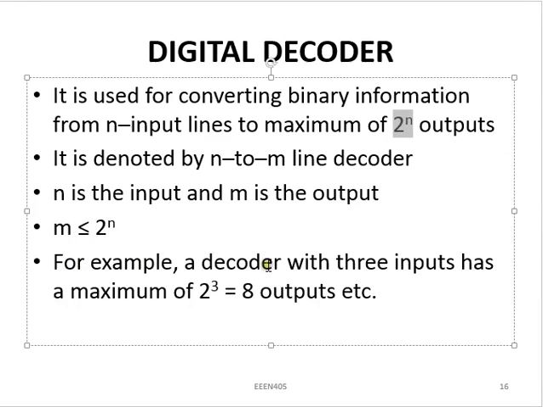And for example, if we are given a decoder that has 3 inputs, it means the maximum number of outputs we should have is 2 raised to power 3, which is equal to 8. This kind of decoder, we call it a 3/8 decoder.